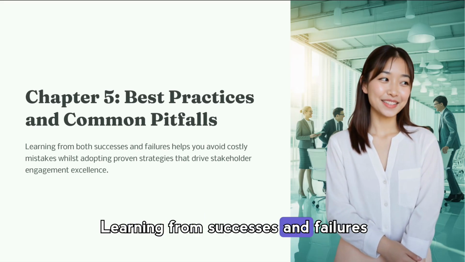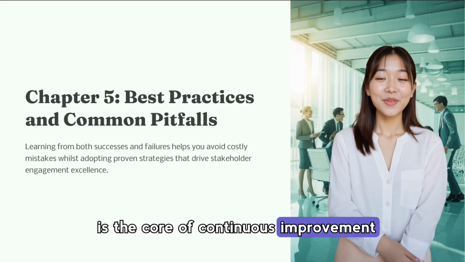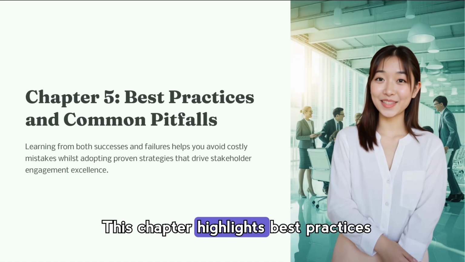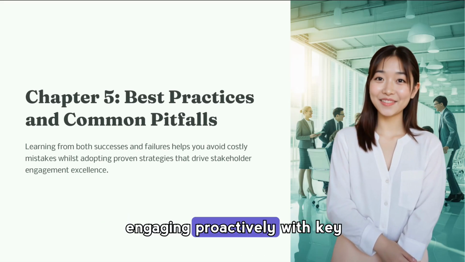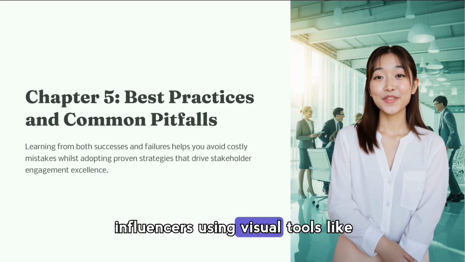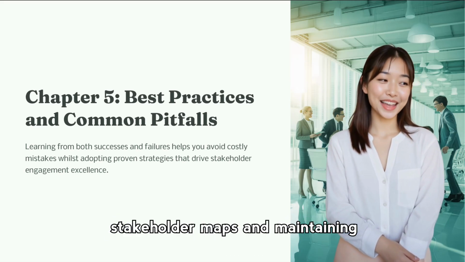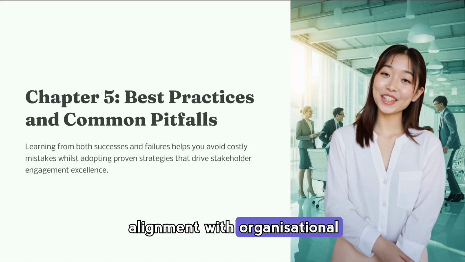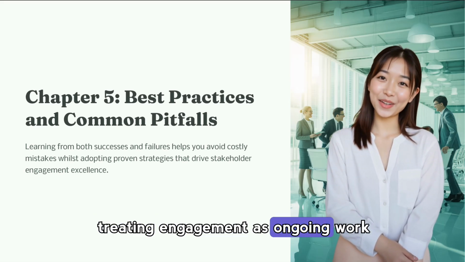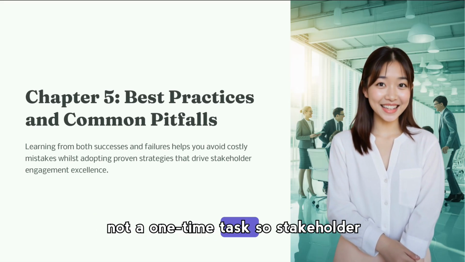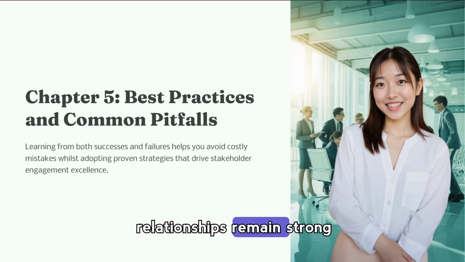Learning from successes and failures is the core of continuous improvement. This chapter highlights best practices such as starting communication early, engaging proactively with key influencers, using visual tools like stakeholder maps, and maintaining alignment with organizational objectives. Avoid complacency by treating engagement as ongoing work, not a one-time task, so stakeholder relationships remain strong.